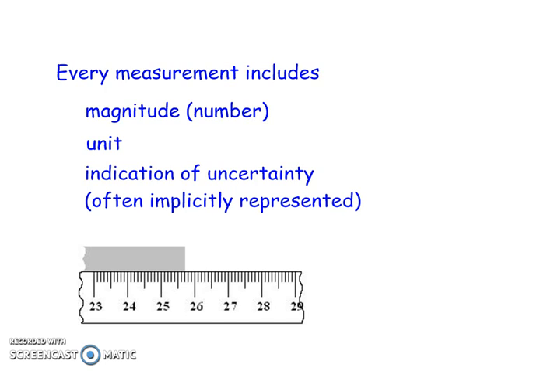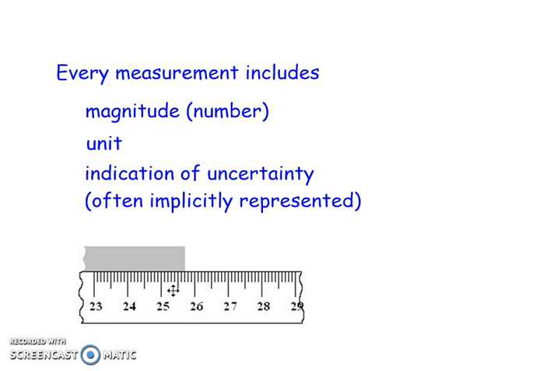And an indication of the uncertainty. Anytime we make a measurement, there's some estimation involved in it. This uncertainty is often not directly stated, but indicated based on how the number is written, and we'll be talking about that later. So for this first one, if we look at this ruler, let's say that it's in centimeters. It doesn't state that here, but again, we would need a unit.